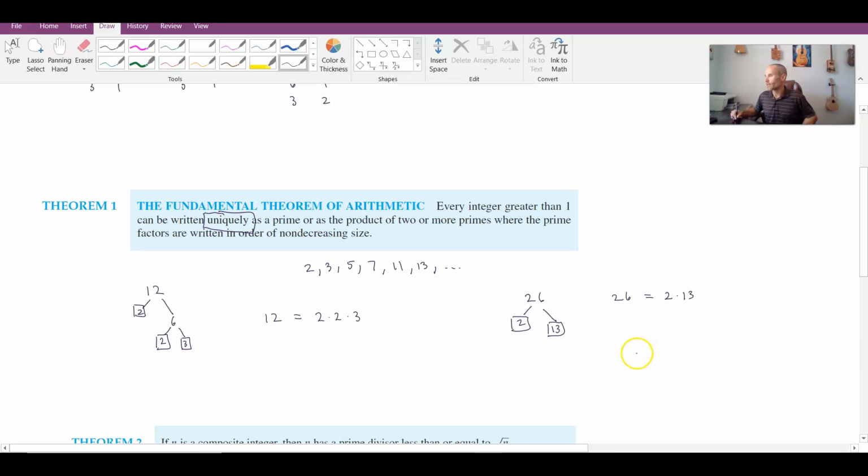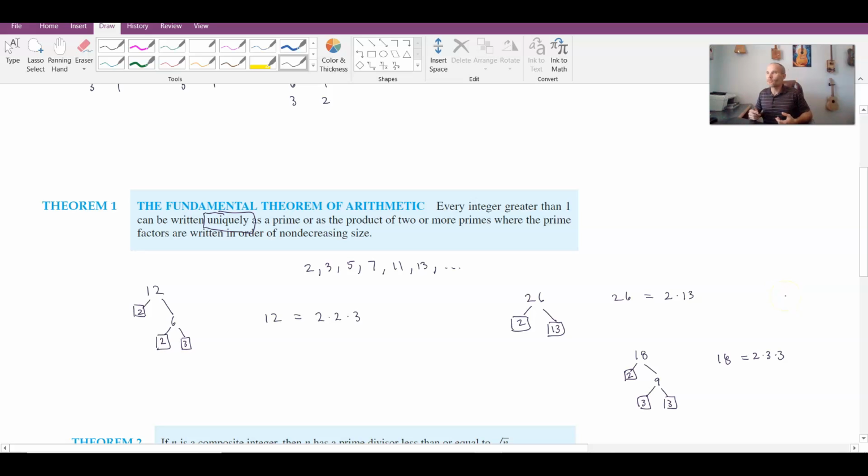We can pick another one. We can say 18. Well, 18 is divisible by 2. So 2 leaves a remaining factor of, excuse me, not 6, 9. And 9 is not divisible by 2, so I move to the next prime, which is 3. It does have a factor of 3, and then it leaves a factor of 3, which is already prime. And therefore I can write 18 as 2 times 3 times 3.